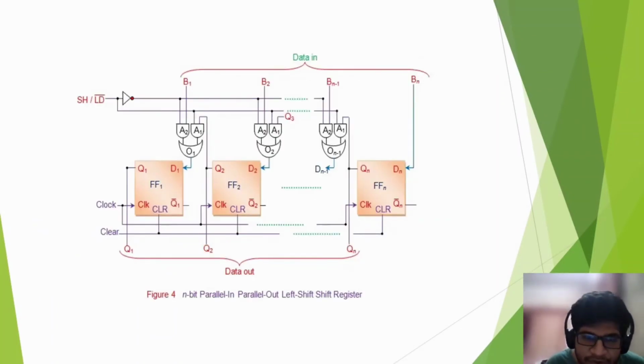The diagram shown here is a parallel in, parallel out left shift register. The operation is the same as the right shift register. The only difference here is the shift direction. The bits shift from right to left.